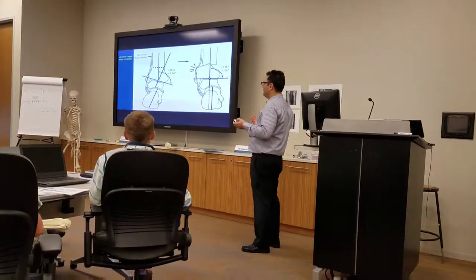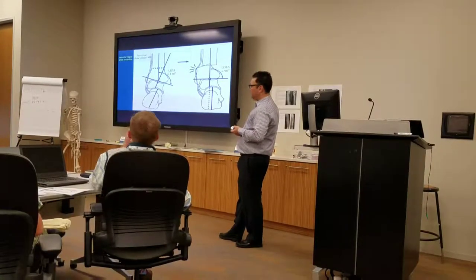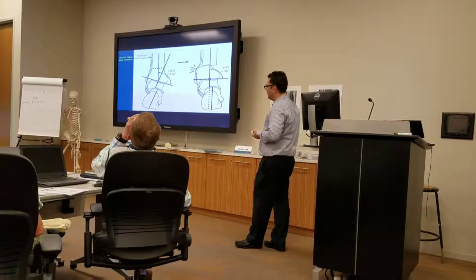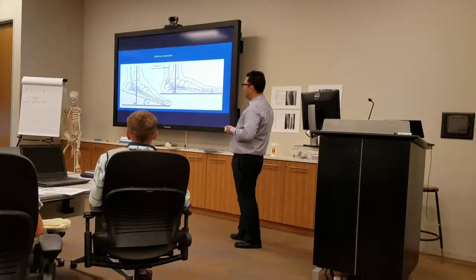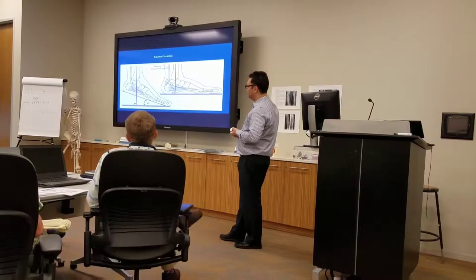So typically, when we're doing these gradual corrections, with varus to valgus correction, you want to worry about the pull on the posterior tibial nerve. With equinus correction, you're going to have pulls on the nerves as well, both pulling on the posterior structures.